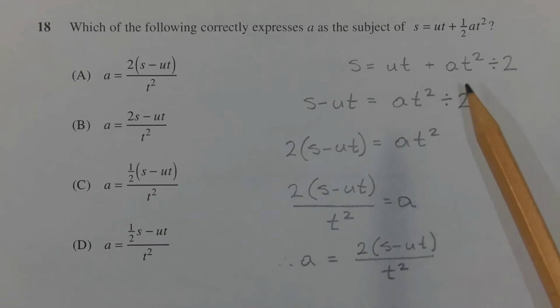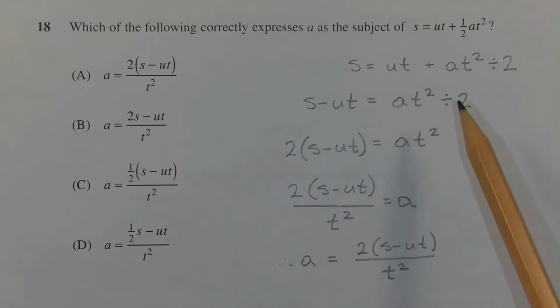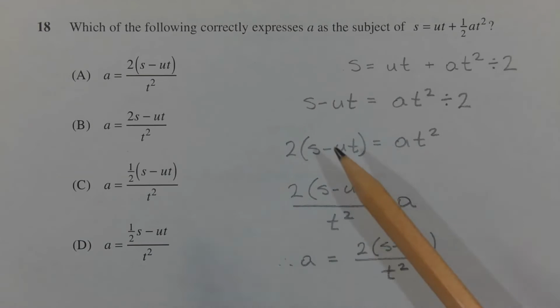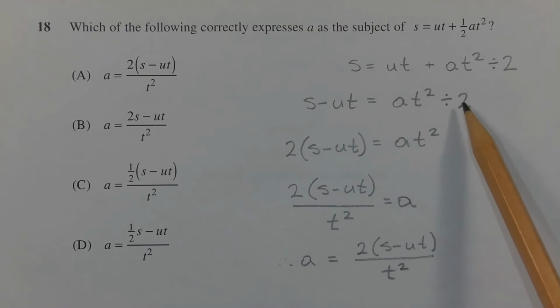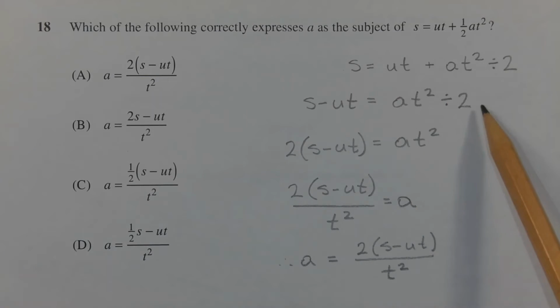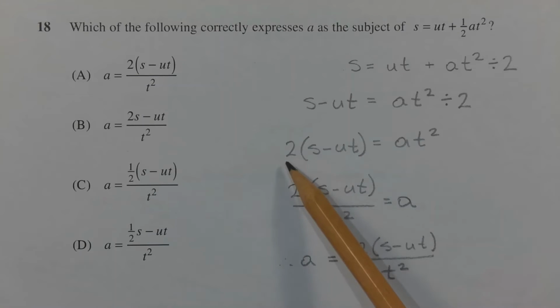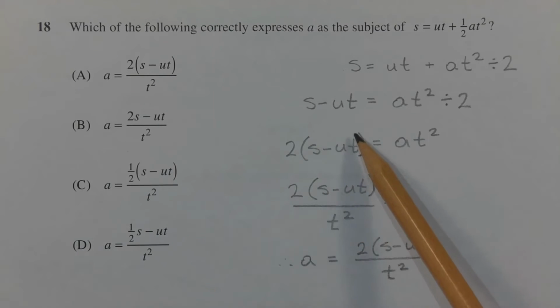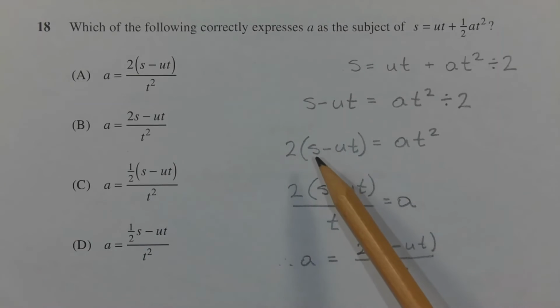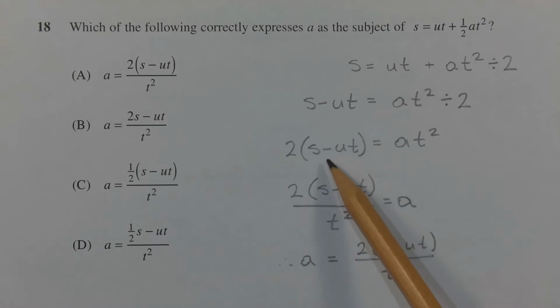The next step is to undo this division by 2 by multiplying both sides of the equation by 2. That means multiplying both terms on the left-hand side by 2, not just one or the other of these terms. And dividing by 2, then multiplying by 2 obviously cancels out this division by 2. So what we end up with is 2 outside of S minus UT in brackets. Now the brackets are critical here because the multiplication by 2 applies to both the S and the minus UT. So we have 2 times S minus UT in brackets is equal to AT squared.